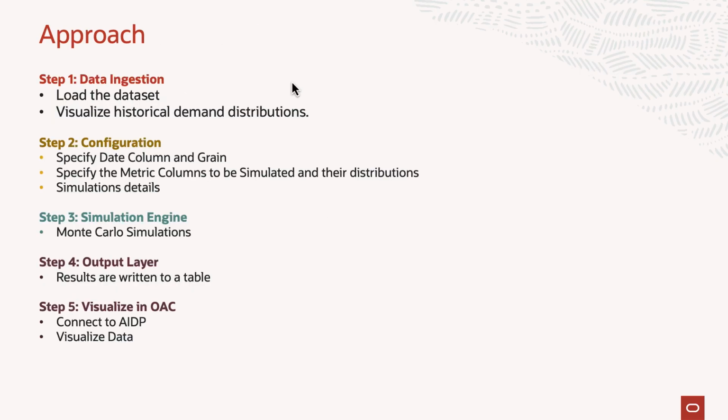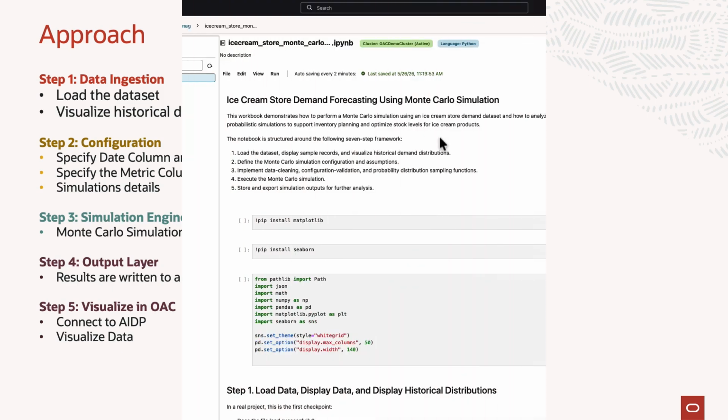Before we jump into the notebook, let's quickly review our approach to the simulations. The entire analysis is broken down into 5 steps. Step 1 is data ingestion. Step 2 is configuration. This is where you specify the date columns, variables, distributions, and the number of simulations you want to run. Step 3 is performing the actual simulations, followed by step 4, where we store the simulated data. Finally, in step 5, we connect the AI data platform using OAC and visualize the results.